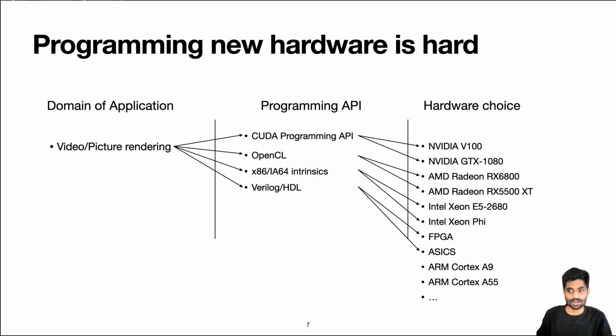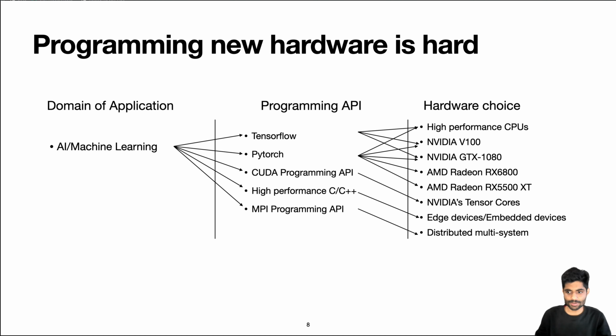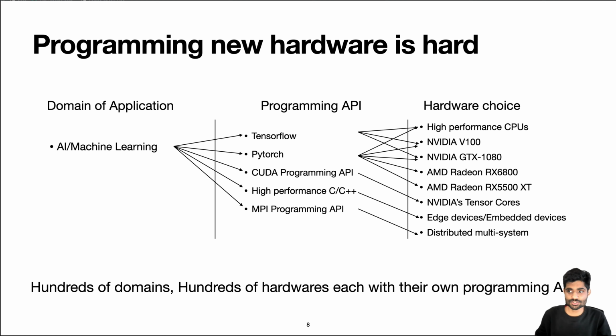This is the same for other domains like AI and machine learning, where programming APIs like TensorFlow, PyTorch, low-level embedded C, or CUDA are used to program one or more hardware platforms. With hundreds of application domains being run on hundreds of different architectures, all exposing very different APIs, the problem of programming these applications is getting very hard. The result is that application developers are not able to get the best out of the hardware advancements without putting in a considerable amount of effort.